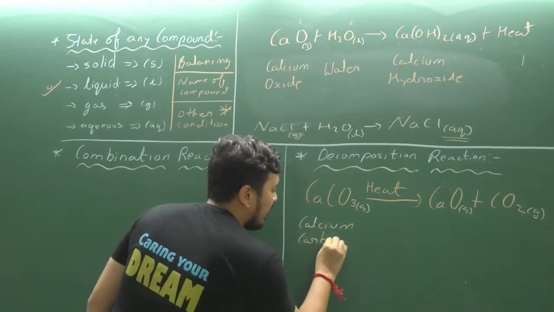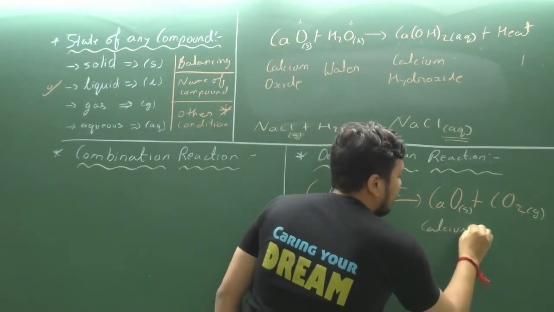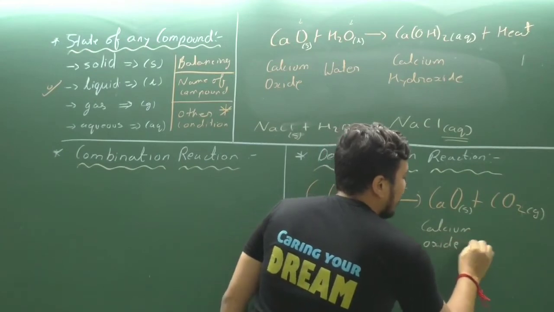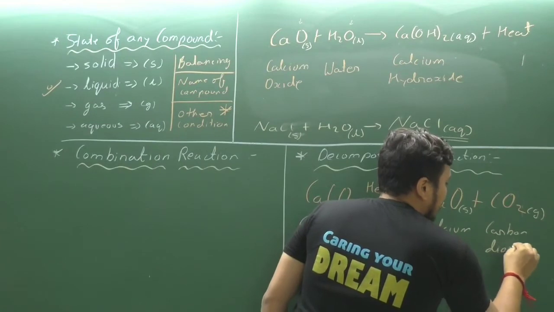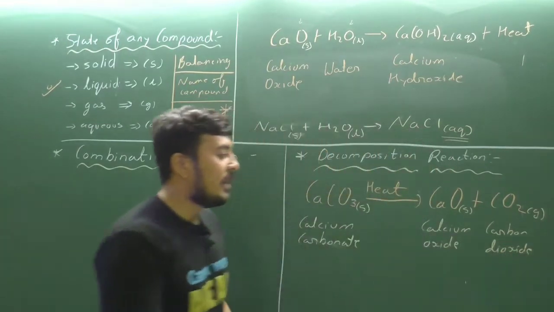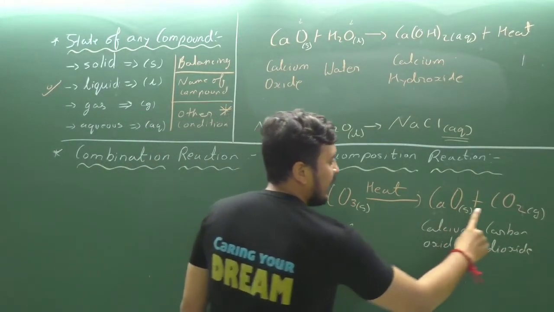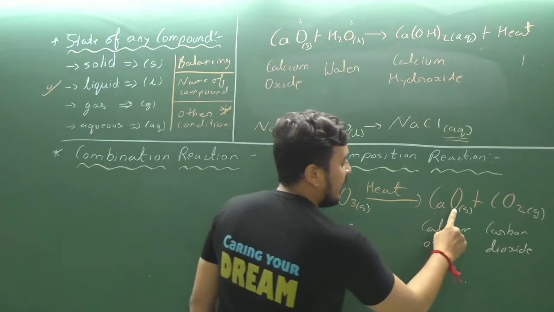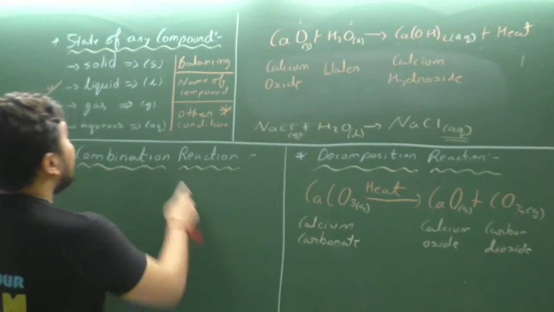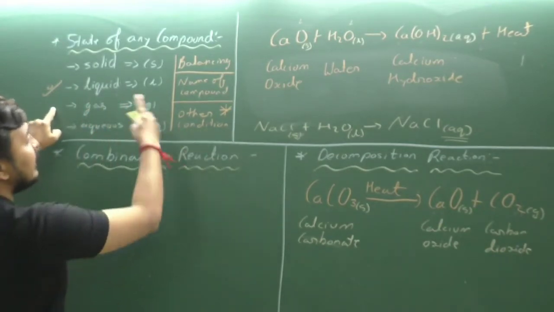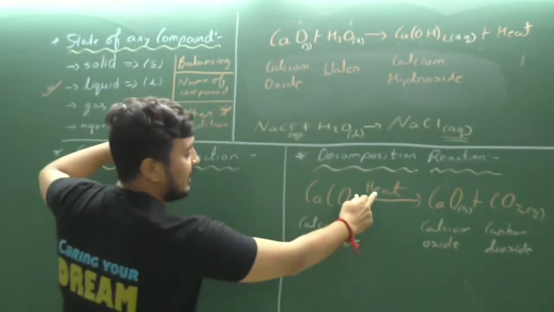Calcium carbonate. This is calcium oxide. This is carbon dioxide. Clear? We need to balance: one calcium, one carbon, three oxygen, 1 plus 2, three oxygen. So it is already balanced, no need to balance. Have we written the states of the compounds? Yes, we have. Balancing, done. Names of the compounds, done. Other conditions, yes, mentioned.